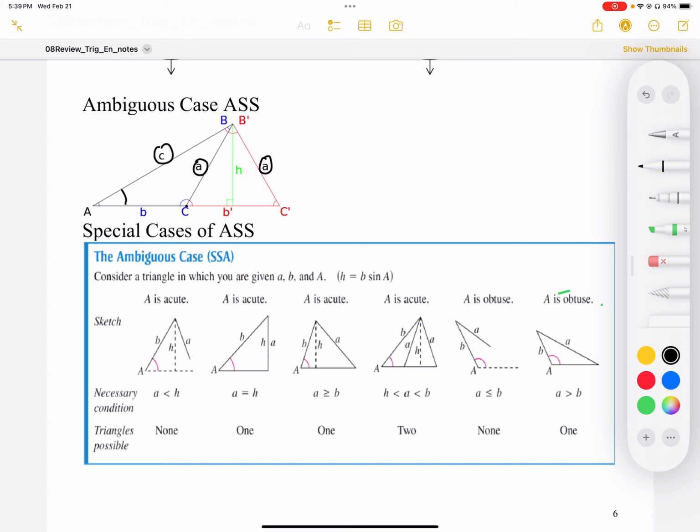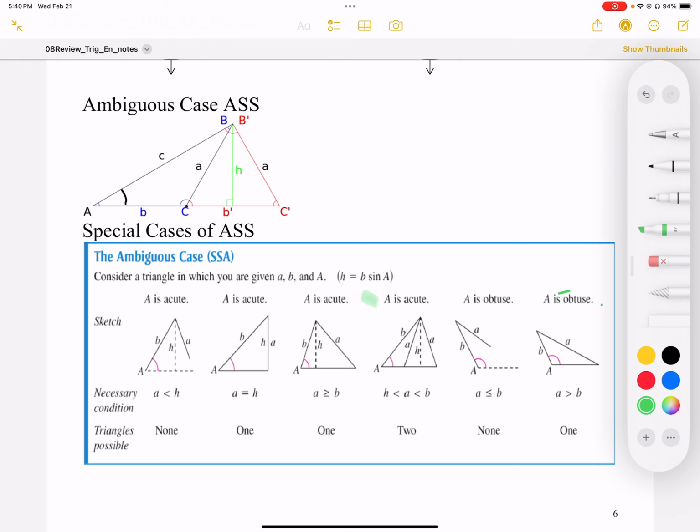So whenever we have angle side side, we do have to consider that there are going to be two cases. And if there are two cases, we need to solve for those two cases. Now below these are some special cases of angle side side.